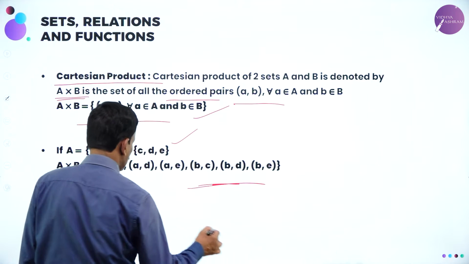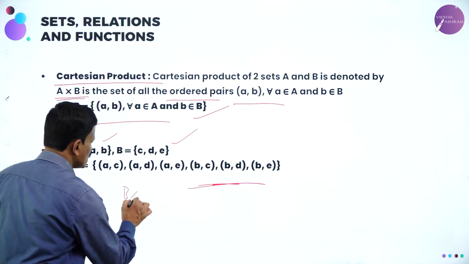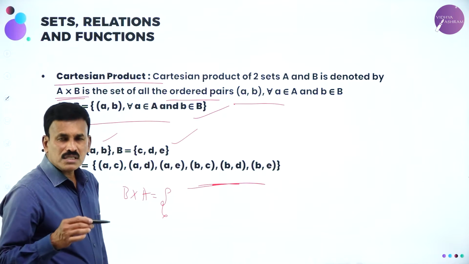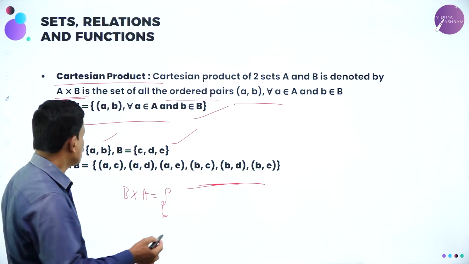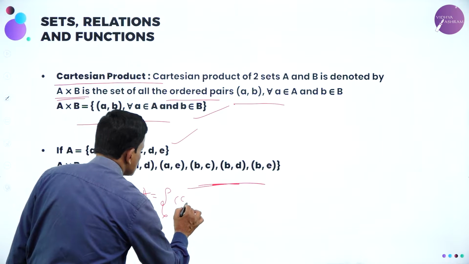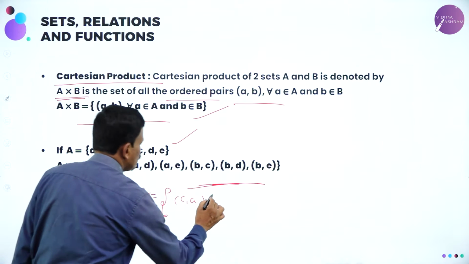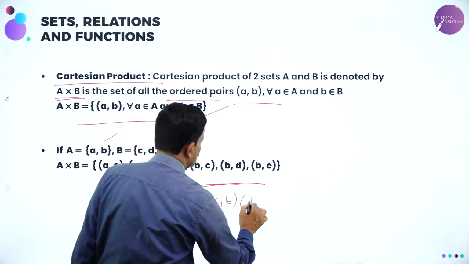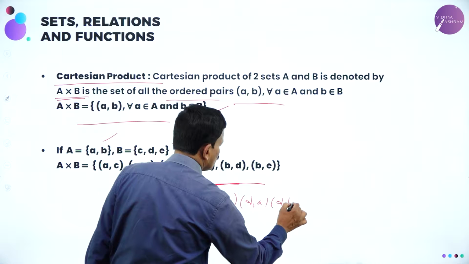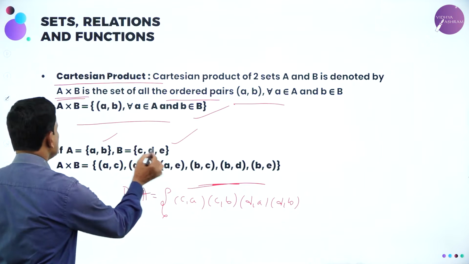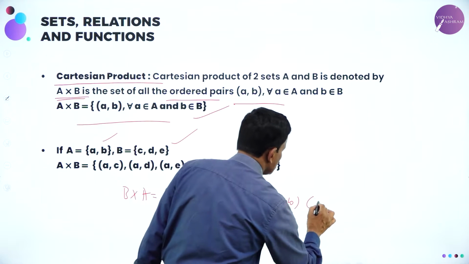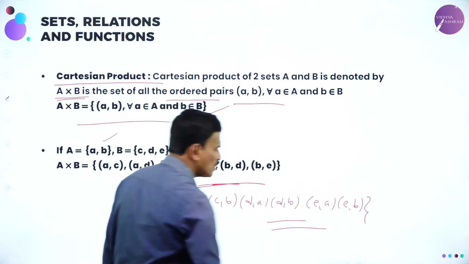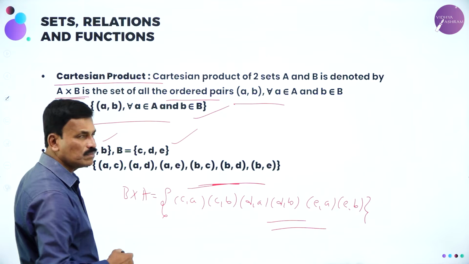Similarly, if you want to write the Cartesian product B cross A, it means all the first members are elements of the set B. That is, (c, a), (c, b). Similarly, let us take the next element, (d, a) and (d, b). And the last element is (e, a) and (e, b). So this is called the Cartesian product B cross A.